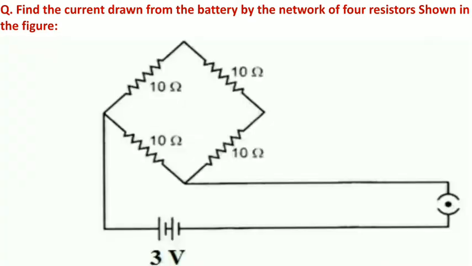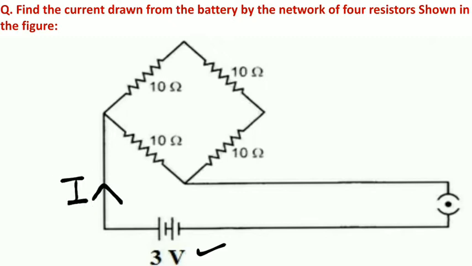Find the current drawn from the battery by the network of 4 resistors shown in the figure. Here a figure is given in which 4 resistors are connected as shown. So we have to find out the current drawn from this battery. Okay, let us consider the current drawn is I.